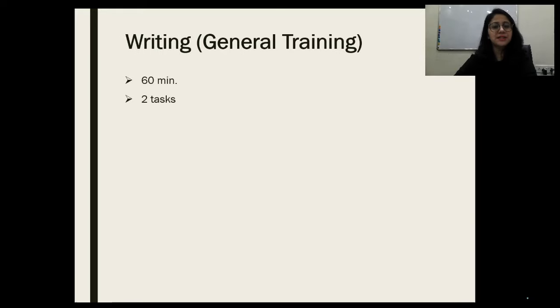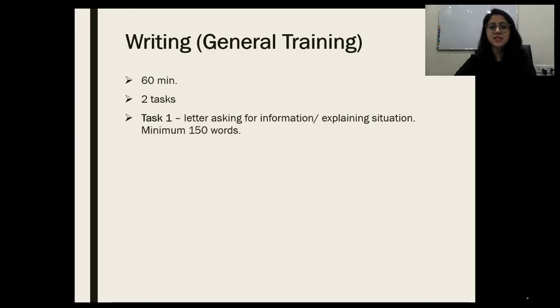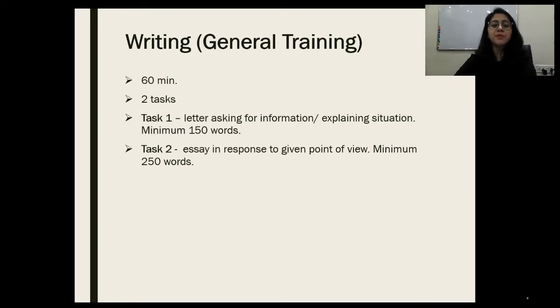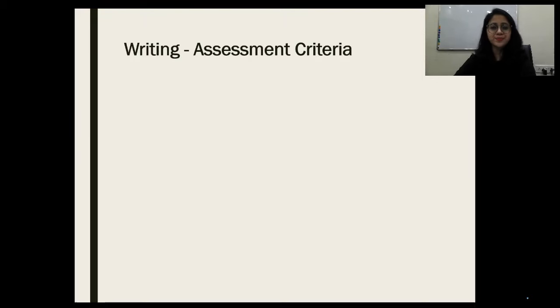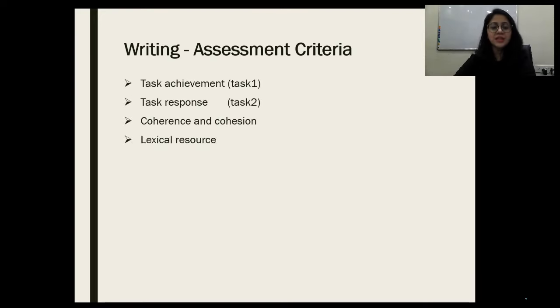Now, general training, same thing, 60 minutes, 2 tasks. Task 1, a letter: asking for information, explaining a situation, complaining, different categories right there. Task 2, an essay in response to a given point of view, minimum 250 words. Now, task 1 academic module consists of data, factual information, right? The assessment criteria: task achievement, task response, coherence and cohesion, lexical resource, grammatical range and accuracy.